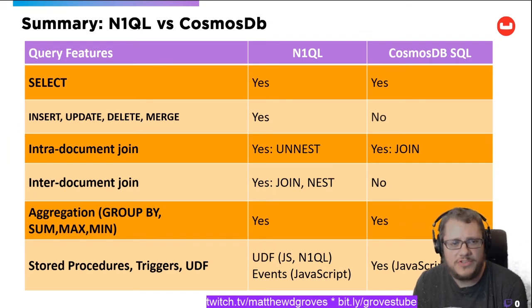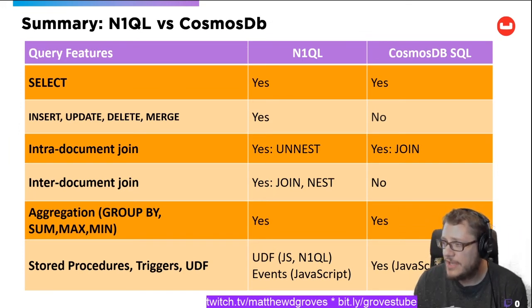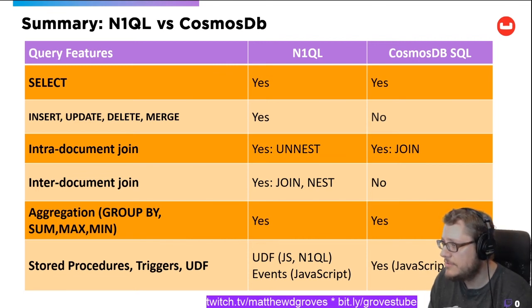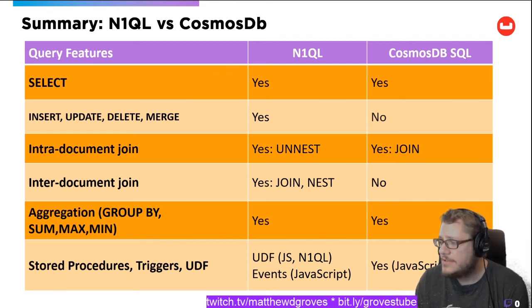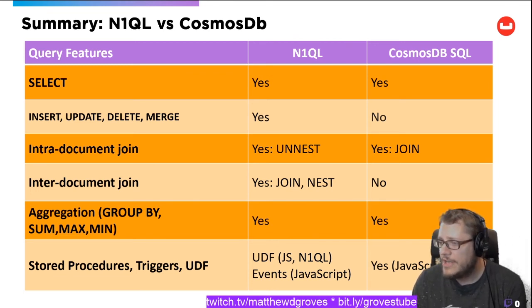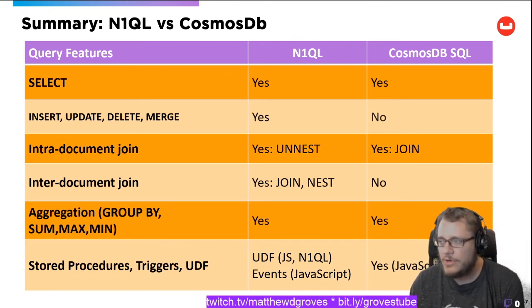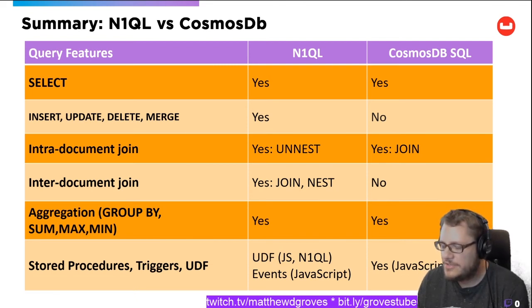And then a quick comparison of N1QL, which is Couchbase's language, and Cosmos's, which is Microsoft's Cosmos SQL language. This has changed a little bit over the years. Cosmos has actually added some things recently, to put more yeses in their column. But you can't do an insert, update, delete, or merge with Cosmos. You do those with other operations, with key-based operations.